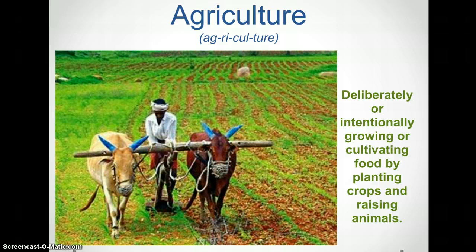Connected to the Neolithic Revolution, or the Neolithic era, is this word agriculture, which was a big part of this era. What this means is that people deliberately or intentionally are growing or cultivating food by planting crops and raising animals.